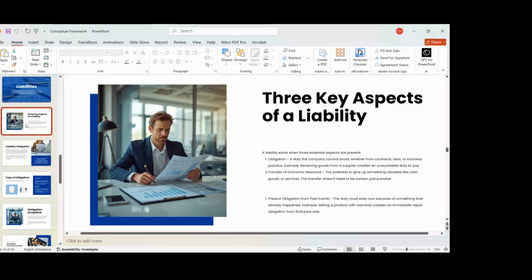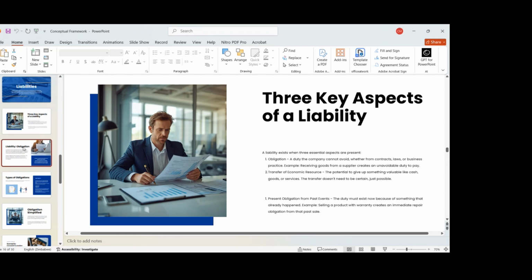Then we've got the present obligation from a past event. The duty must exist now because something already happened. For example, selling a product with a warranty creates an immediate repair obligation from that party sale.